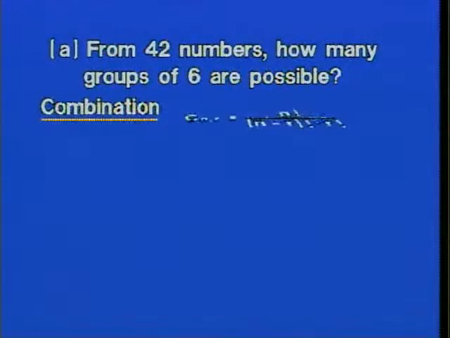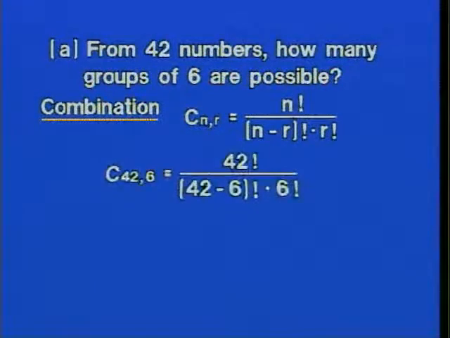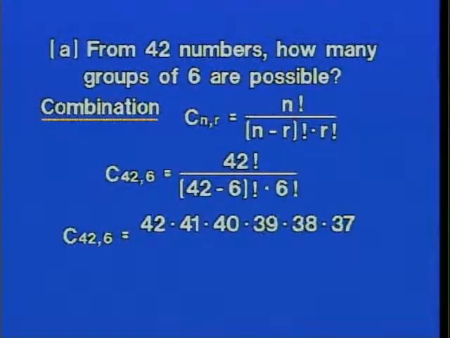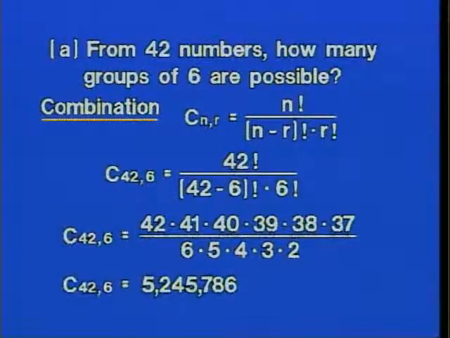So we have a combination notion here, and we use the combination formula which is given here. Now for our problem, it's the combination of 42 items taken 6 at a time, which is 42 factorial over 42 minus 6 factorial times 6 factorial. And the shortcut, as we looked at earlier, would mean that in the numerator we'll have 6 factors starting with 42. So we would write 42 times 41 times 40 times 39 times 38 times 37. In the denominator we have 6 factorial, which is 6 times 5 times 4 times 3 times 2. And then when the smoke clears on the cancellations, we find that that total number is 5,245,786. Quite a lot of groups of 6 that are possible from just 42 numbers.